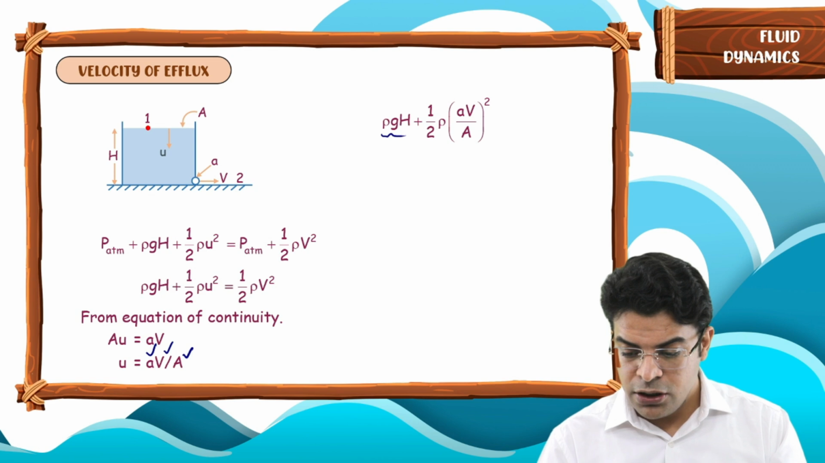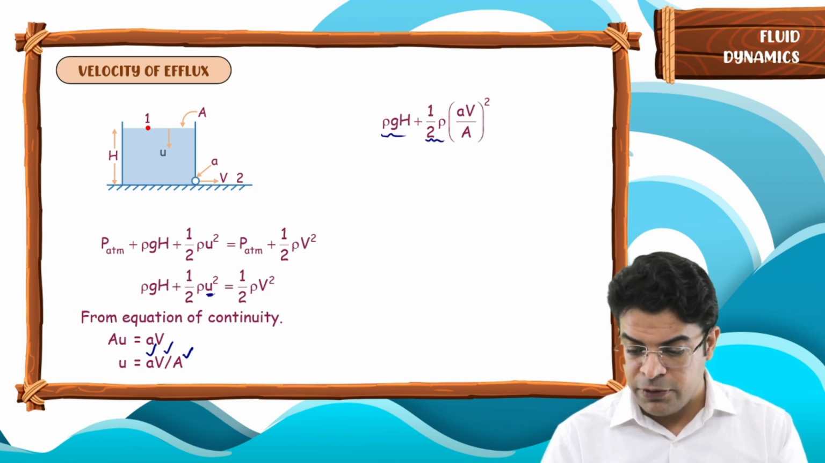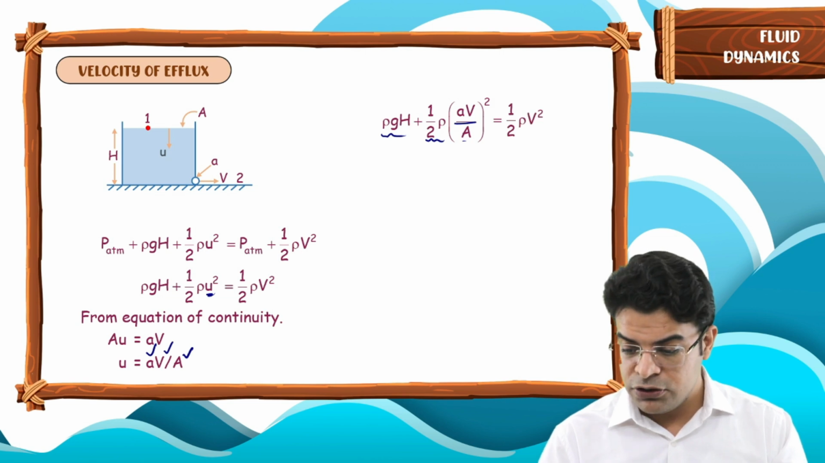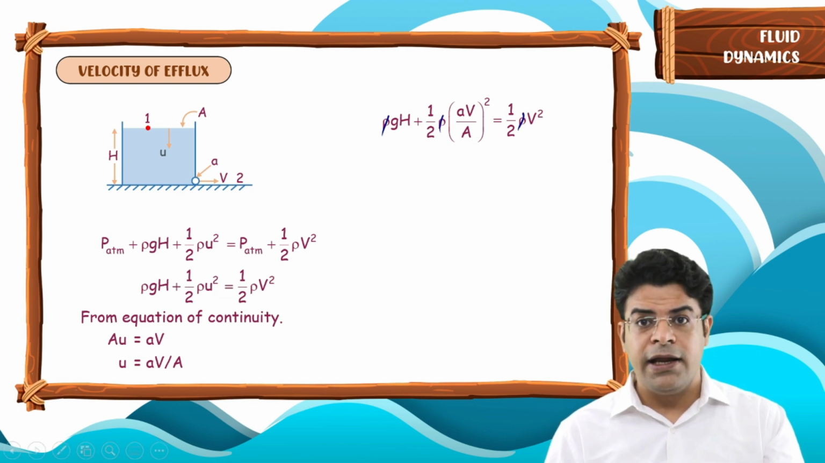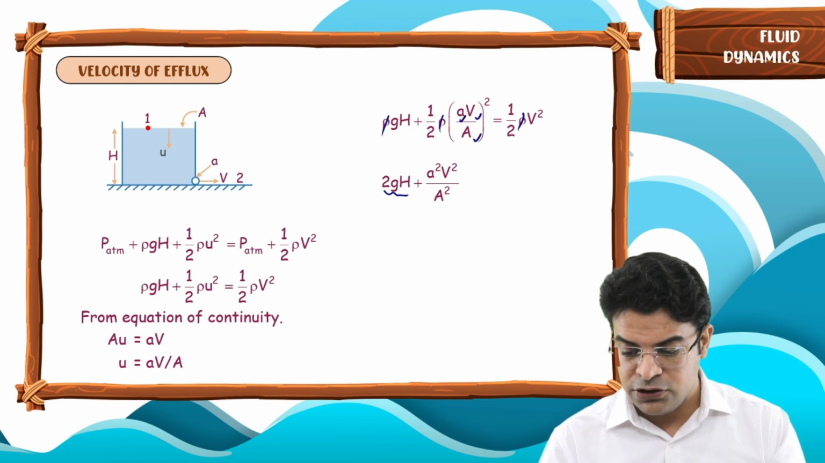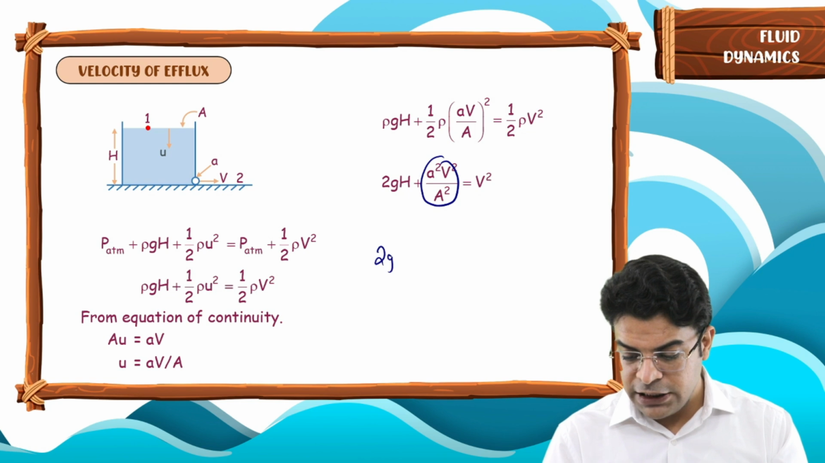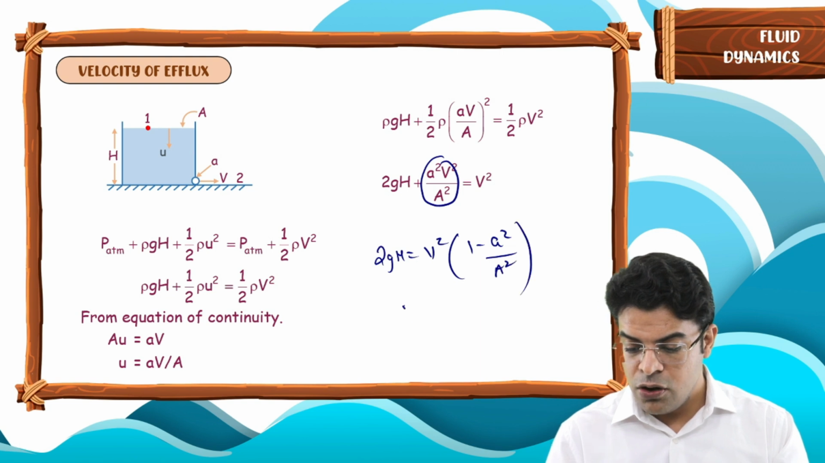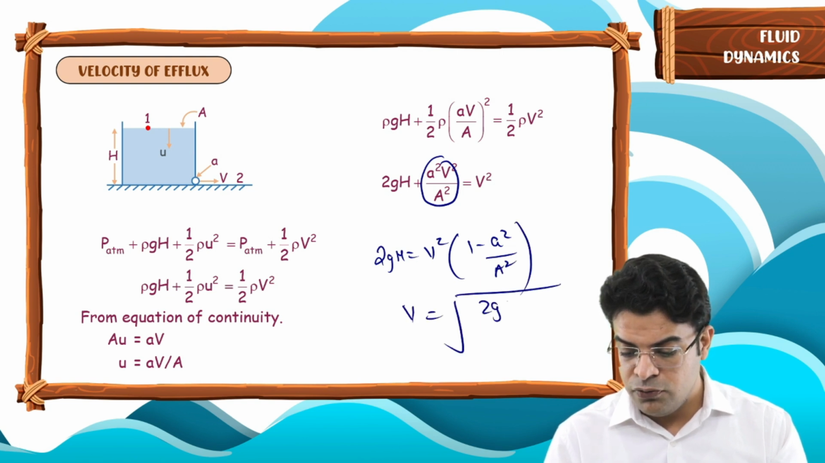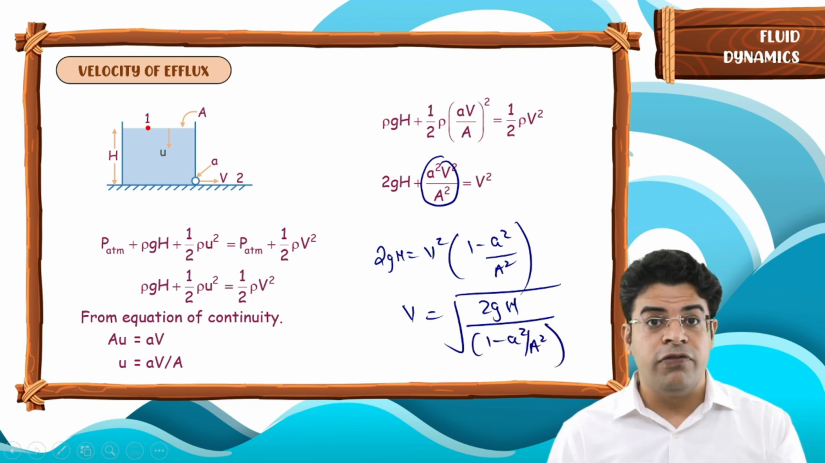So rho gh plus half rho, in place of u I am writing av by A whole square equals to half rho v square. Now cancel out each term with a rho, and multiplying 2, we can write 2gh plus a square v square by A square equals to v square. Now you can bring this term to the right hand side, and you can write 2gh equals to v square times 1 minus a square by A square, or v equals to under root of 2gh upon 1 minus a square by A square. This will be the speed of efflux.